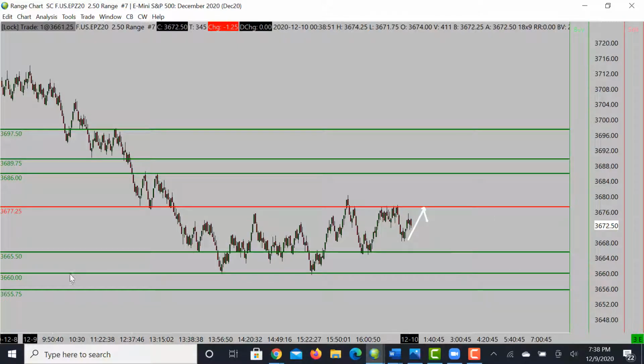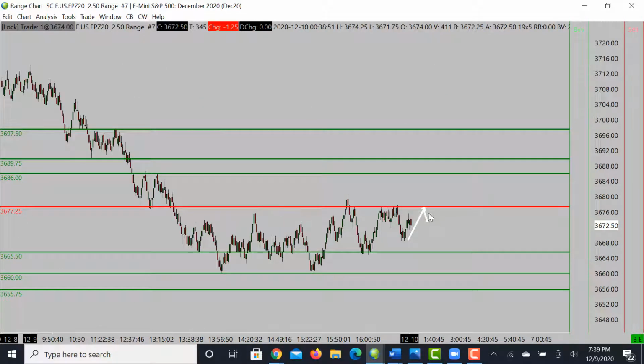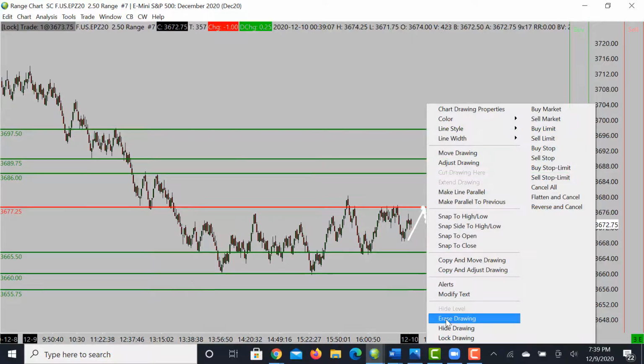Underneath those 60s, we're going to have 36.55, 75. That's going to be the next level of support that we're looking at here on this 10 tick. So if we get under those 60s, I'll look for the market to try to come in there and see if we get a support bounce. If we do, then I'll look to try to fade that back to the upside.